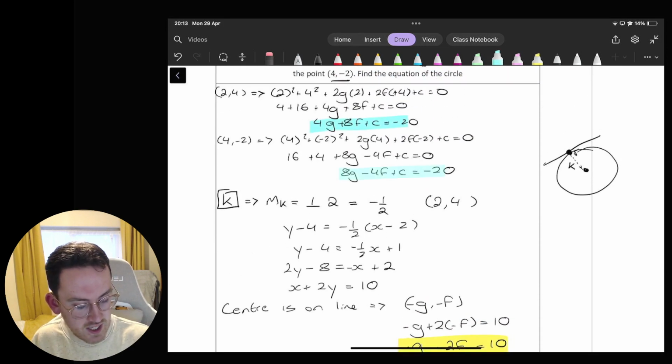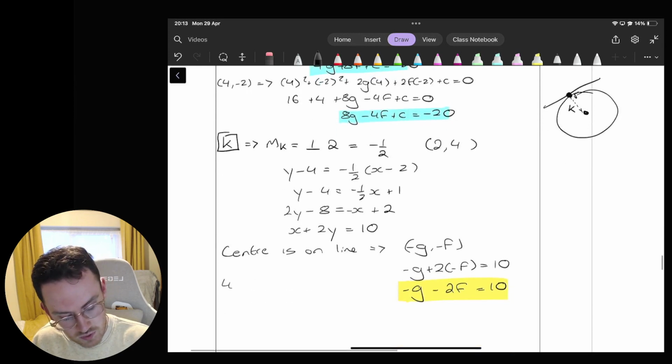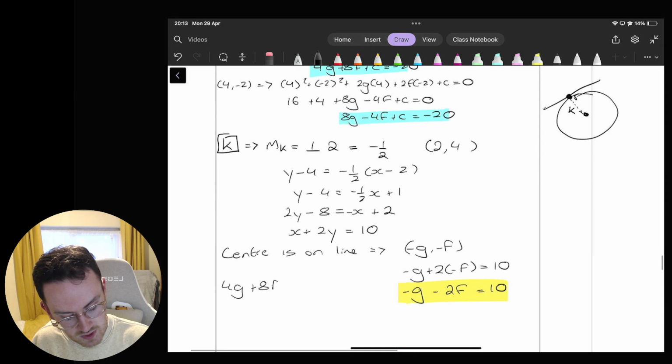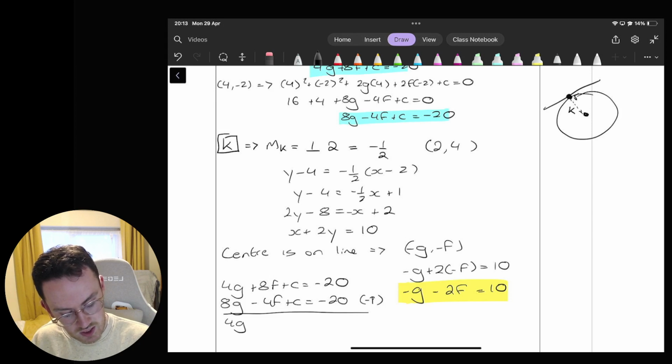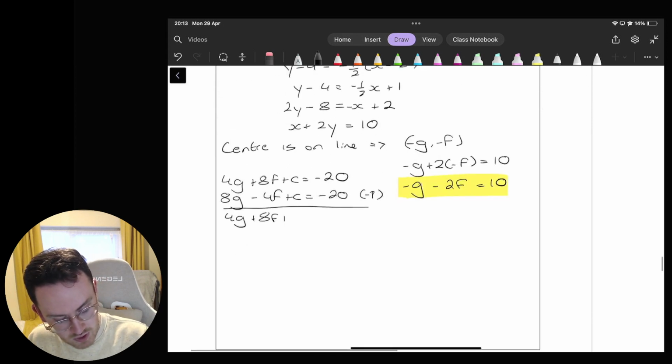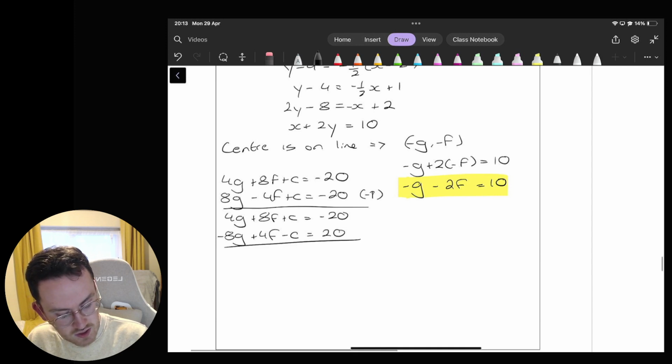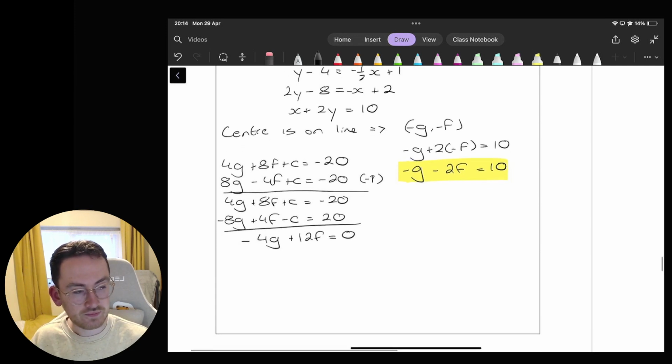I'm going to set out to get rid of c. So that's 4g plus 8f plus c equals minus 20, and 8g minus 4f plus c equals minus 20. I'm going to multiply this bottom one by minus 1. So 4g plus 8f plus c equals minus 20, and minus 8g plus 4f minus c equals 20. So that's going to give me minus 4g plus 12f equals 0. Okay, minus 4g plus 12f equals 0.